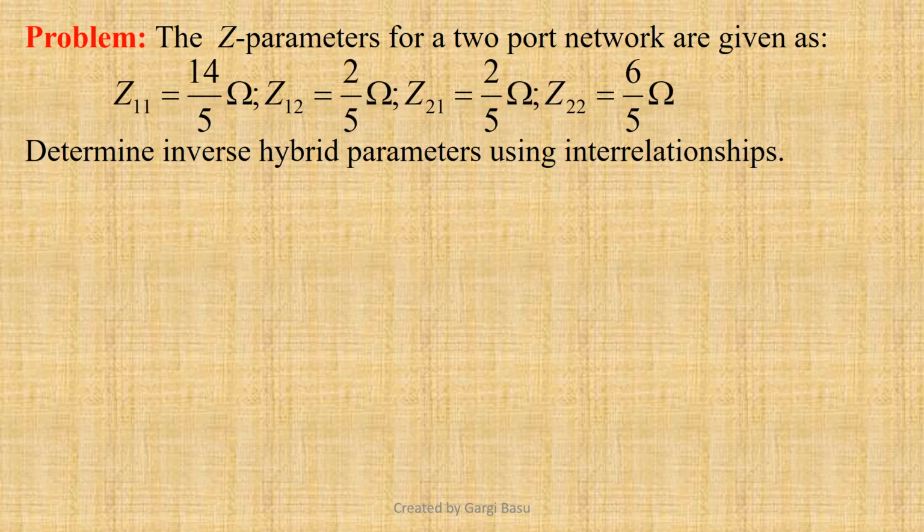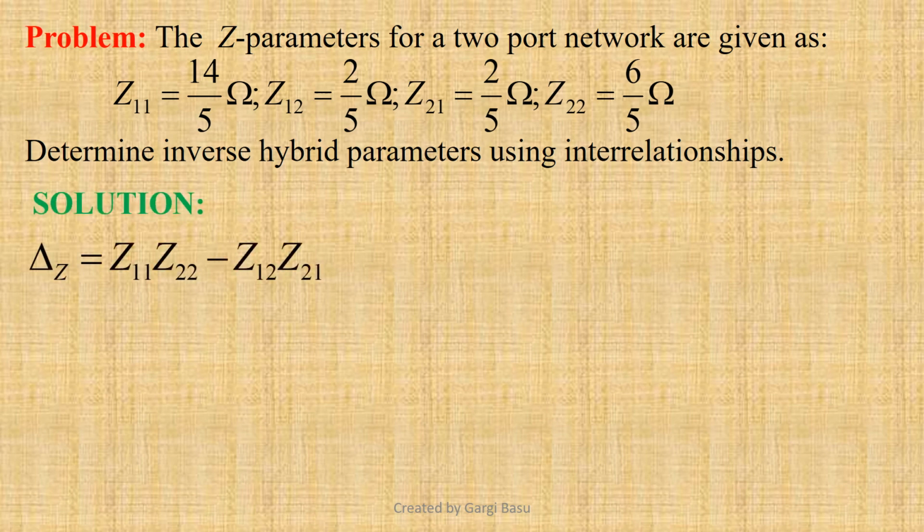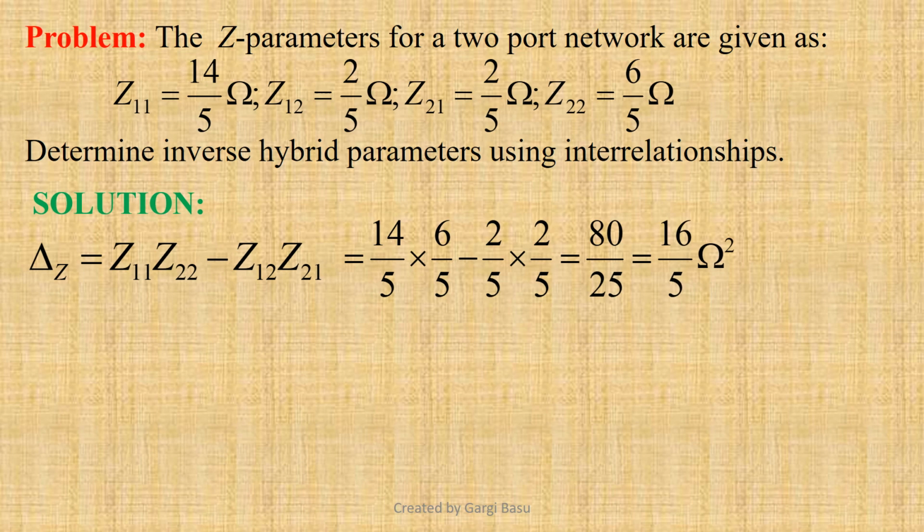In this problem, the Z parameters for a two-port network are given as Z11 equals 14 by 5 ohm, Z12 equals 2 by 5 ohm, Z21 equals 2 by 5 ohm, and Z22 equals 6 by 5 ohm. We have to determine inverse hybrid parameters using interrelationships. We know for Z parameters delta Z equals Z11 Z22 minus Z12 Z21. Putting the values we get delta Z equals 16 by 5.